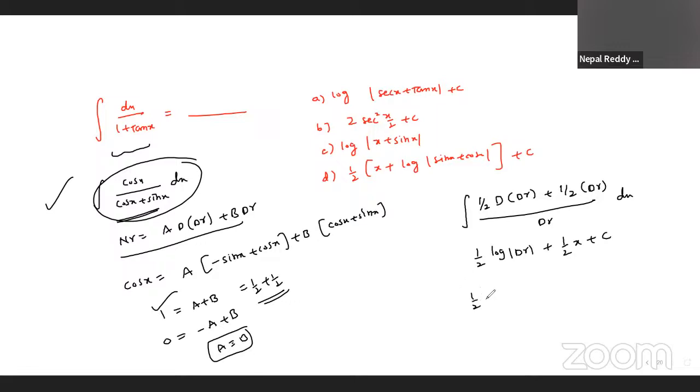Therefore, you will get half into log of denominator part, cos x plus sin x, and x plus c. Therefore, from the given options, it is very clear that option D, half of x plus log of sin x plus cos x plus c, is correct. And the remaining options are not correct.